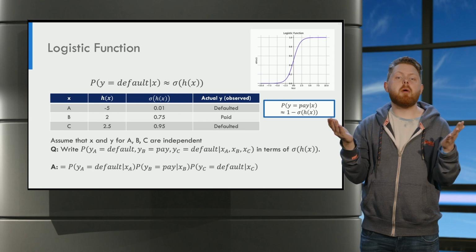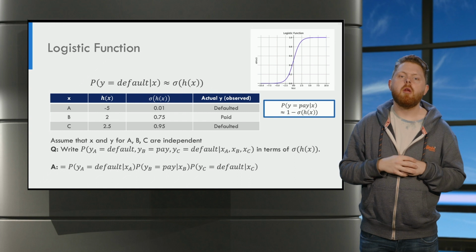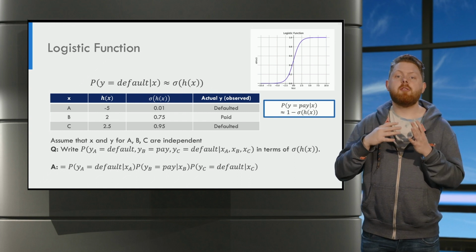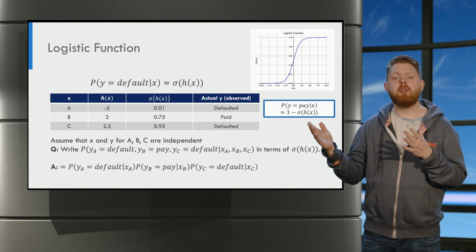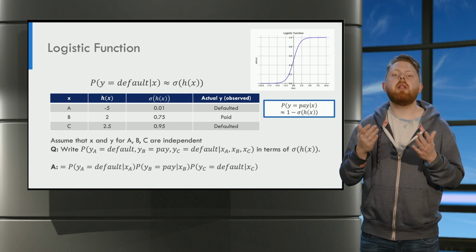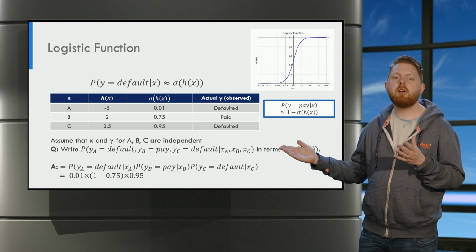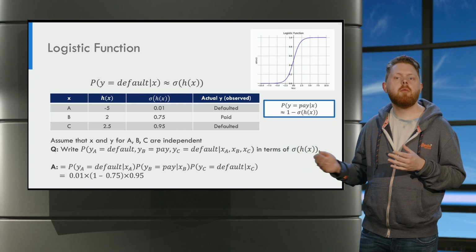Well, you should remember that all posterior probabilities sum to 1. So if person B has a probability of 75% to default, then the probability to pay back the loan is 25%. This way we get the answer given on the bottom of this slide.